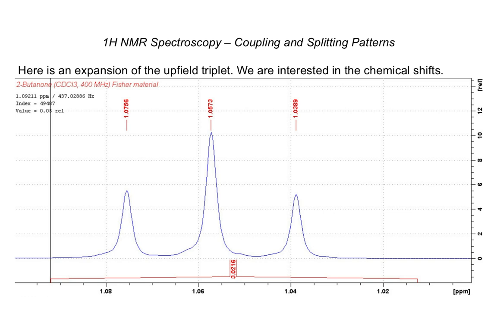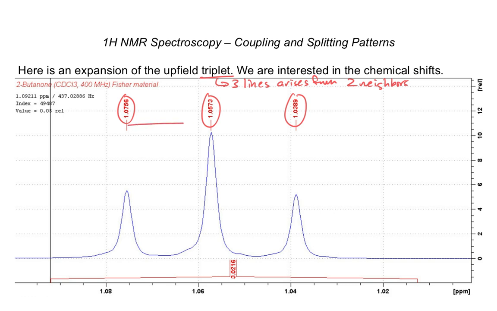Now if we do the same analysis for the triplet, so triplet again has 3 lines, and that arises from 2 neighbors. And so we're looking now at these chemical shifts: 1.0756, 1.0573, and 1.0389.